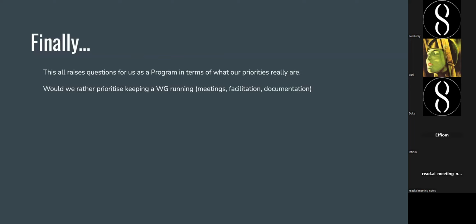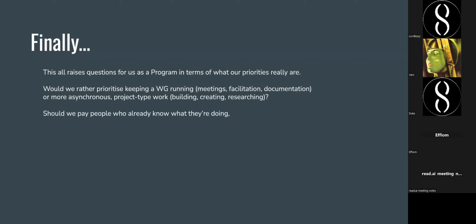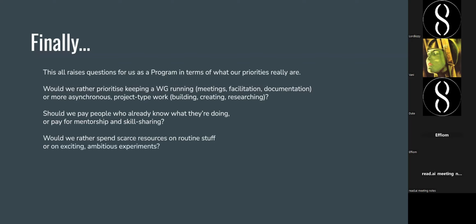So what we prioritise financially tells us who we are, I think. Would we rather prioritise keeping a work group running, so meetings, facilitation, documentation, all those tasks, or would we rather prioritise more asynchronous project-type work, like building, creating, researching, the kind of one-off project stuff? Should we pay people who already know what they're doing, or should we pay for mentorship and skill sharing? Would we rather spend our scarce resources on routine stuff, or on the kind of more exciting, ambitious experiments?